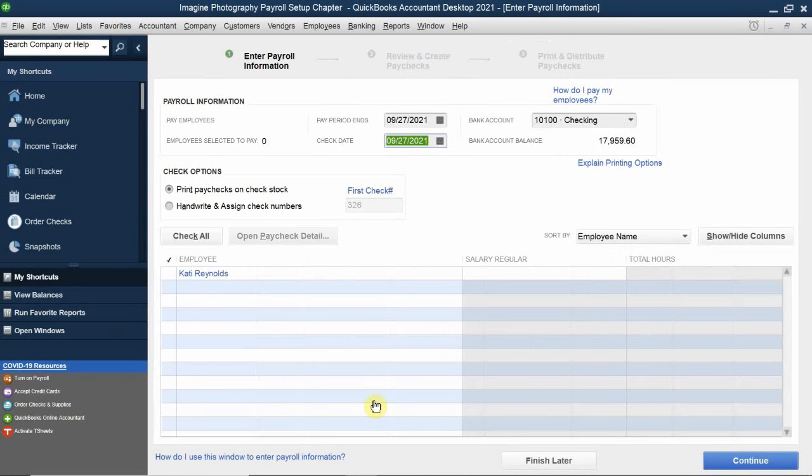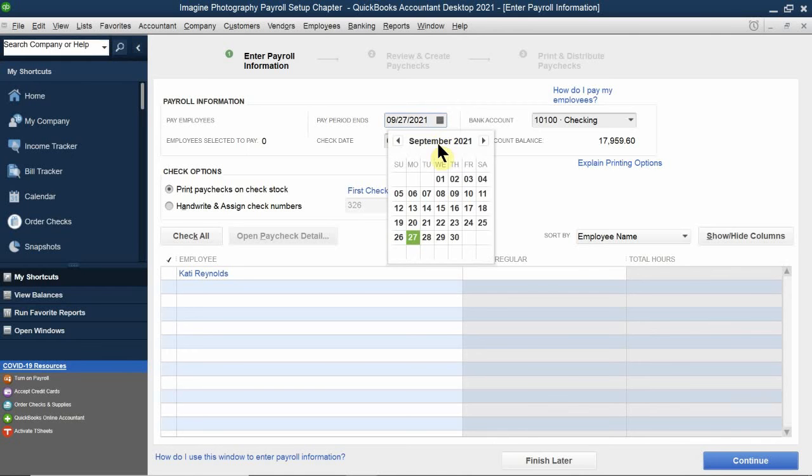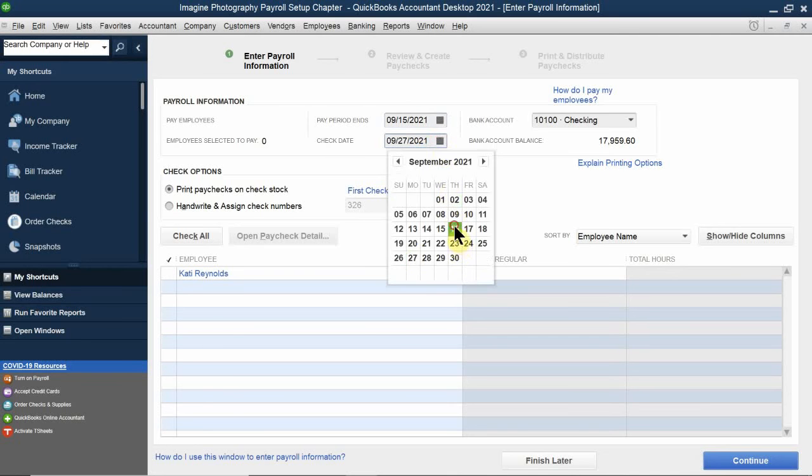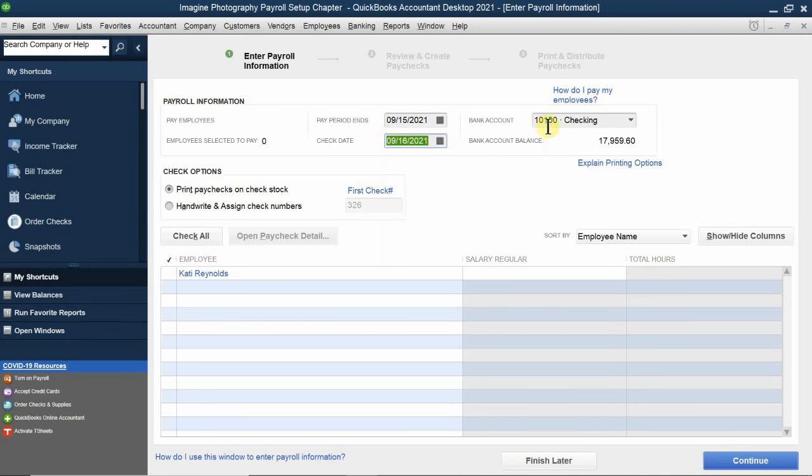I'm going to go straight to this window right here, and this is where I'm going to be entering in all the information accordingly. So again, let's go ahead and say, hypothetically, we're going to make a payment to her. Let's say the last paycheck she was supposed to receive was the 16th of September of 2021, okay? Or in this case, the 15th, and make her paycheck available for the 16th, all right? We're going to use checking, right? We have $17,000 in our bank, so yes, we have enough.